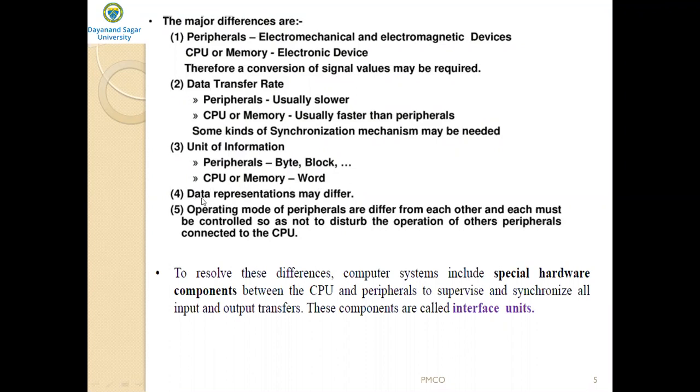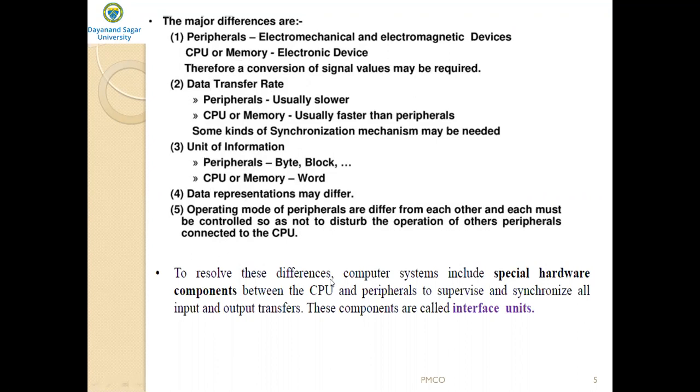And the next difference is that data representation may differ. And the fifth difference: the operating modes of peripherals differ from each other, and each must be controlled so as not to disturb the operation of other peripherals connected to the CPU. So these are the major differences between the peripherals and the CPU.